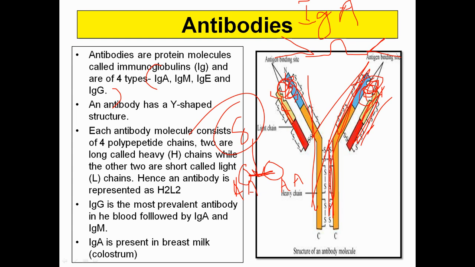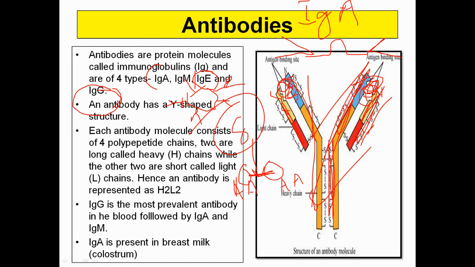In case of IgM, we have a pentagonal structure. This is pentagonal, and this is five immunoglobulins being present over there. Okay, and IgE and IgG are monomeric. So we can have different types of immunoglobulin on the basis of Y, that is the typical antibody structure.